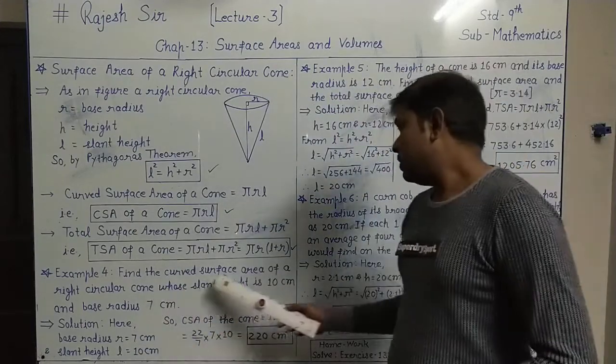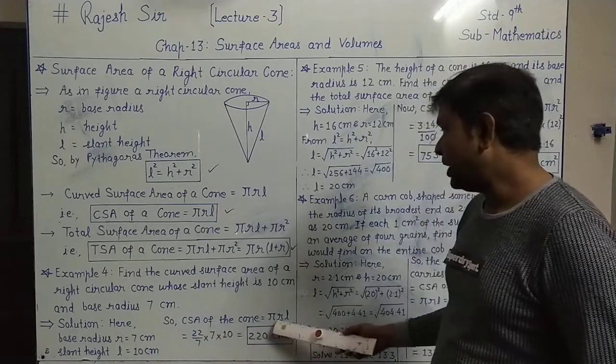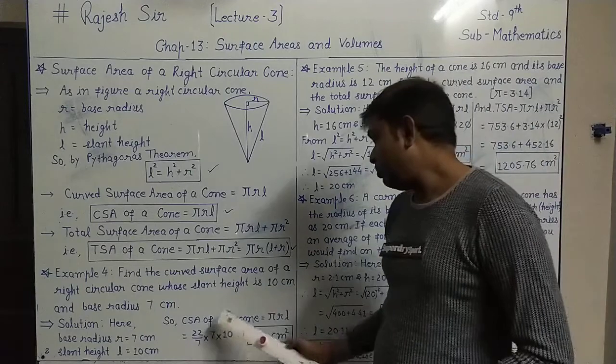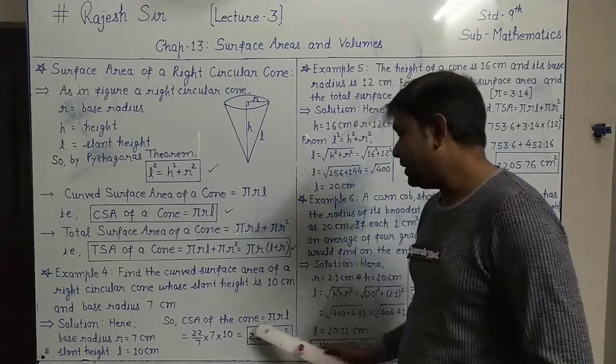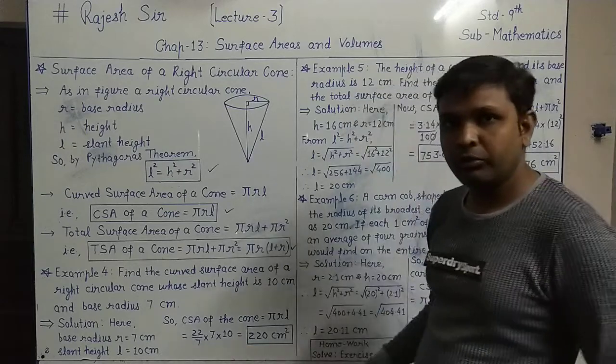So the curved surface area, CSA of the cone, is equal to pi rL. This formula we have seen, and we have to place the values. Pi is 22 by 7, into r which is 7, into L which is 10, that we have to place.